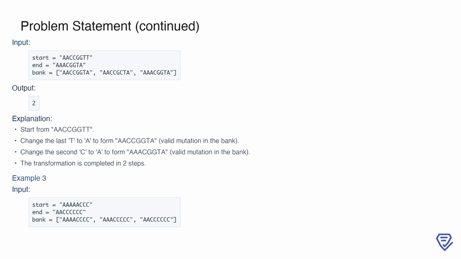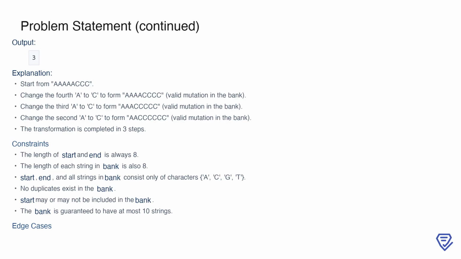Here's another example to explore a slightly more complex case. The start sequence is AACCGGTT, the end sequence is AACCGGTA, and the bank contains three sequences, AACCGGTA, AACCGCTA, and AACCGGTA. First, we can change the last T in the start sequence to A, forming AACCGGTA, which is valid since it's in the bank. Next, we change the second C to A, resulting in AACCGGTA, which is also valid because it's in the bank. This transformation requires 2 steps in total, so the output is 2.